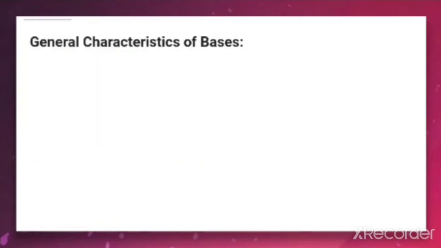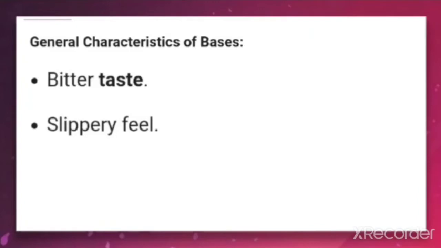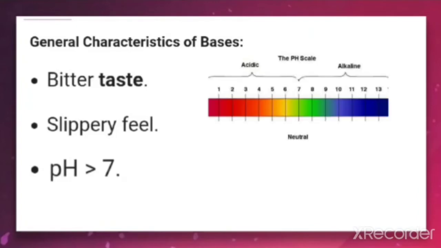Now let us discuss some of the general characteristics of bases. Bases have a bitter taste and they have a slippery feel. The pH value for bases is greater than 7. That means if we get the pH value of a substance greater than 7, it can be 8, 9, 10, 11, 12, 13 and even up to 14.